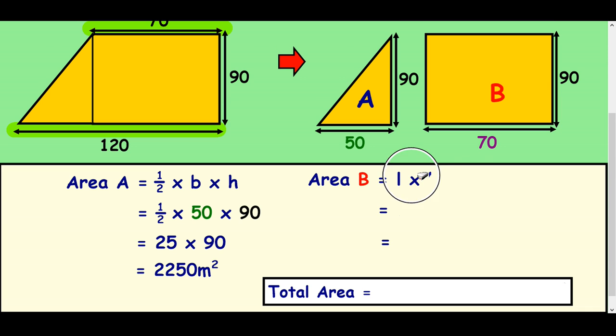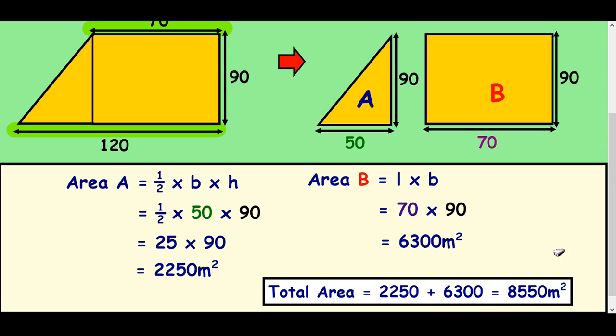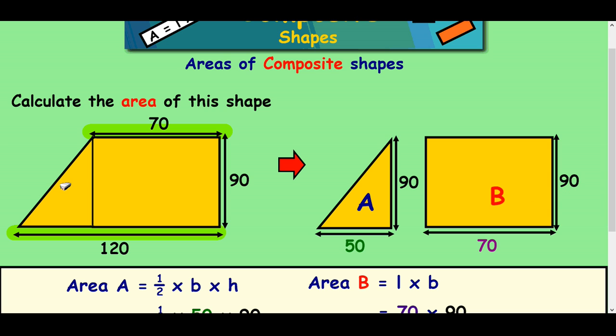If it was in meters, it'd be meters squared. And B, we're doing 70 times 90. So it's just 7 nines are 63 and add 2 zeros basically. And if you add these two together, final answer 8550 meters squared. So you see, by creating the triangle and the rectangle, we're able to solve this kind of problem.